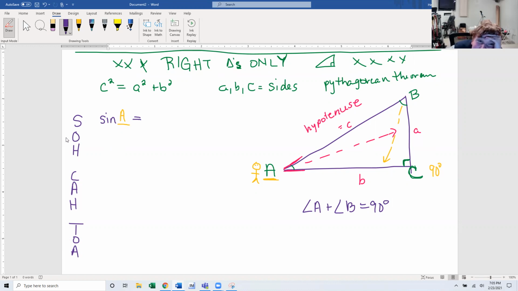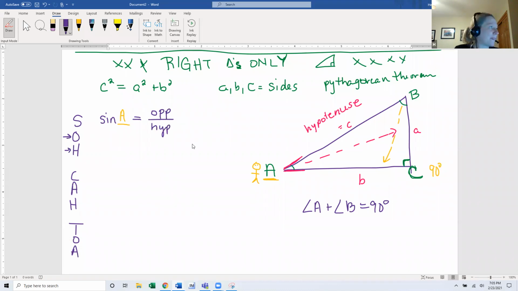Sure. I know, right? So this sine function is the O stands for opposite. And the H stands for hypotenuse. The sine function is the opposite over the hypotenuse. Okay, what the heck does that mean, right? So from the perspective of angle A, I'm standing here, I'm looking to see what side is opposite this angle. Well, what side is opposite or across from angle A?